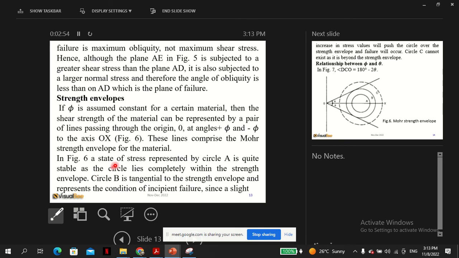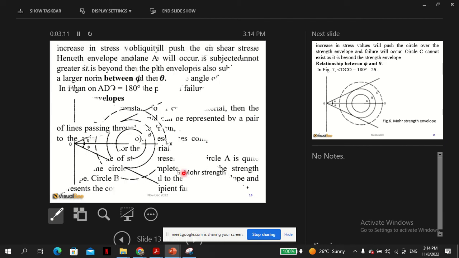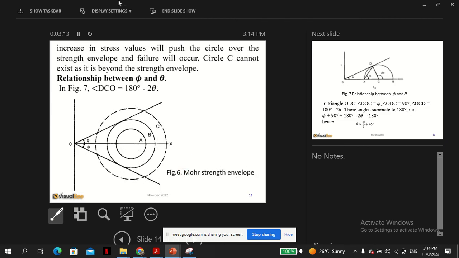In figure 6, a state of stress represented by circle A is quite stable as the circle lies completely within the strength envelope. Circle B is tangential to the strength envelope and represents the condition of incipient failure, since a slight increase in stress value will push the circle over the strength envelope and failure will occur. Circle C cannot exist, it is beyond the strength envelope.